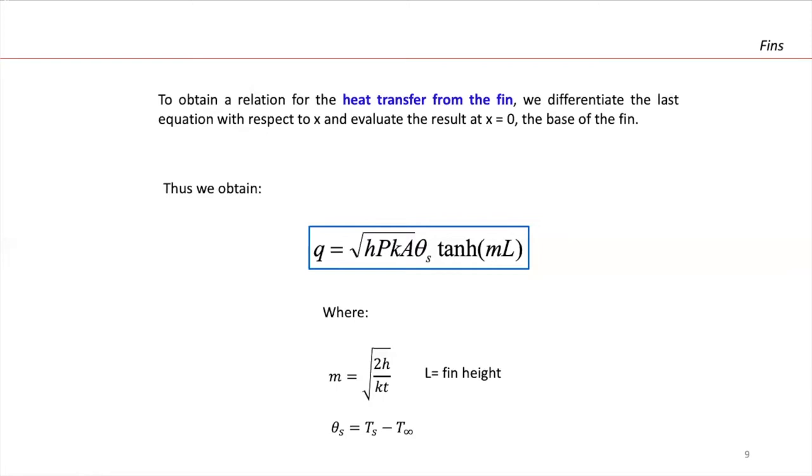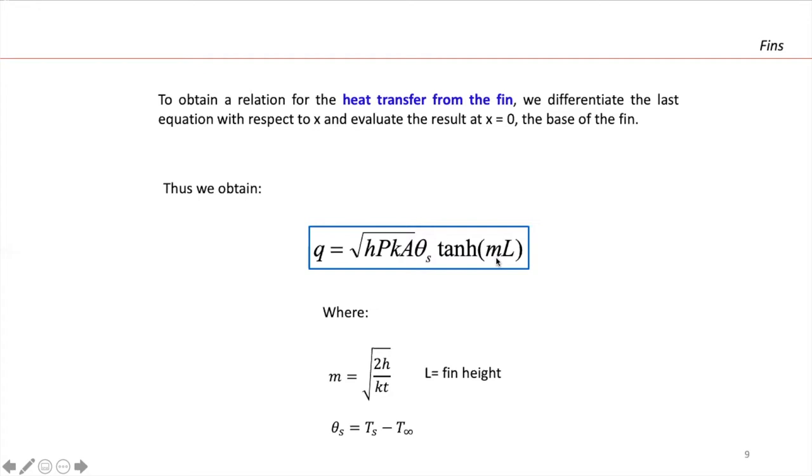So it's the square root of the convective heat transfer coefficient times the perimeter times the thermal conductivity times the area, times theta S, where theta S is the difference of the surface minus the surrounding temperatures, times the hyperbolic tangent. This is a hyperbolic tangent, okay? Be careful when you use that in your calculator. Check that you can get the hyperbolic tangent, okay? Because that's a very common mistake. Times the fin parameter.